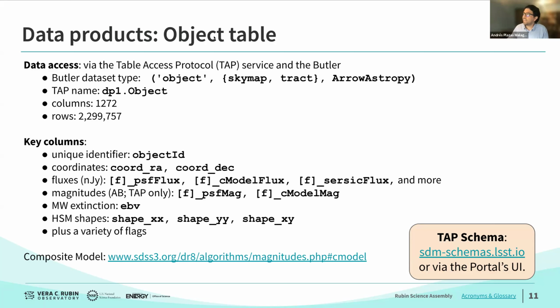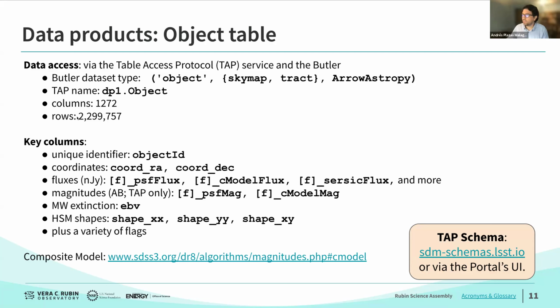In the case of the object table, the dataset type is called object, and the required dimensions are skymap and tract, and it gives us an Arrow Astropy format object. If you want to access this table via the TAP service, it's going to be called dp1.object, and it has about 1,300 columns, 1,272. So that's something important to know. That's why you can search the schema, and it is also recommended when you do a query to select just a subset of the columns in order to be more efficient.